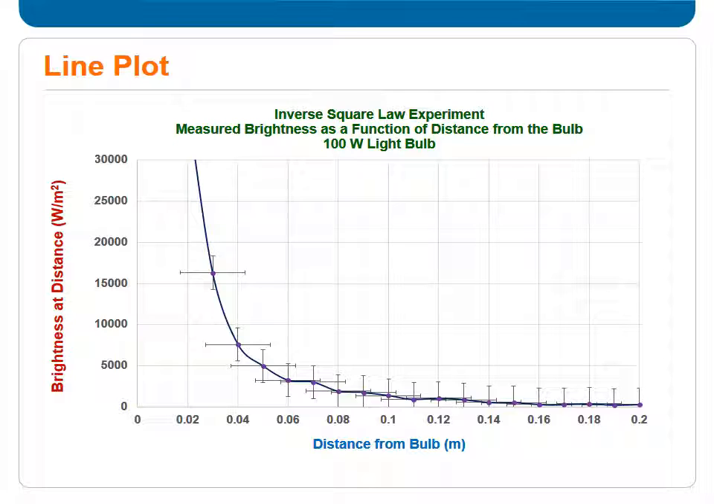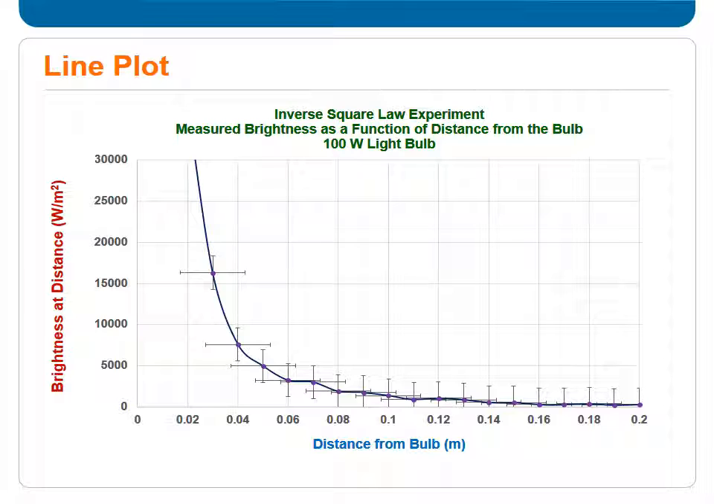What is plotted on the horizontal axis? Read the blue label. The horizontal axis is distance from bulb. The values are given in units of meters. The range of the data are from 0 to 0.2 meters. That's 0 to 20 centimeters.